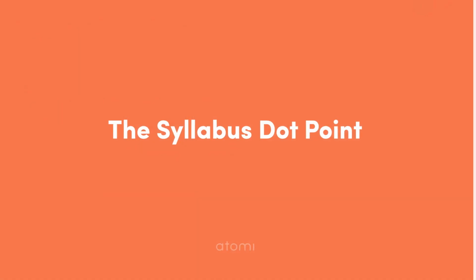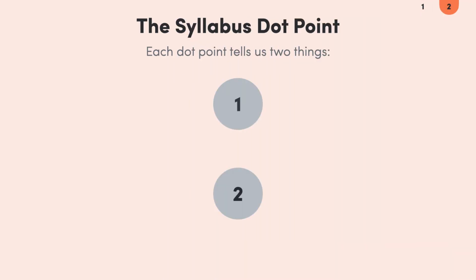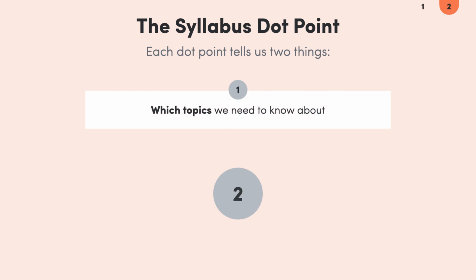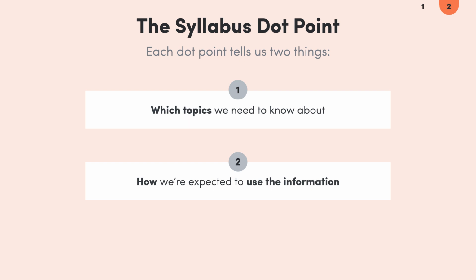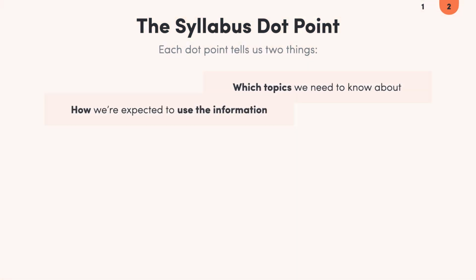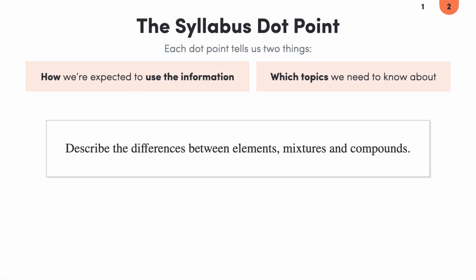But back to the syllabus dot points. Each dot point in the syllabus has two main functions. Firstly, the dot point will tell us which topics we need to know information about. And secondly, it'll tell us how we're expected to use the information about these topics. So let's take this example dot point from a chemistry syllabus. Describe the differences between elements, mixtures, and compounds.